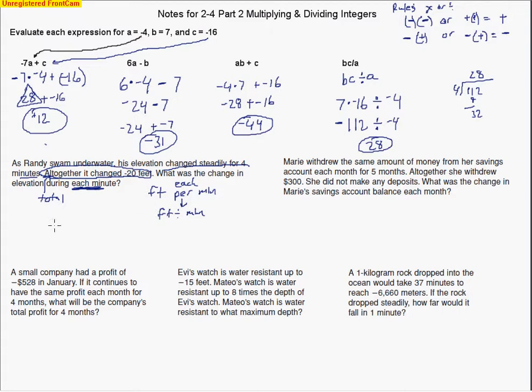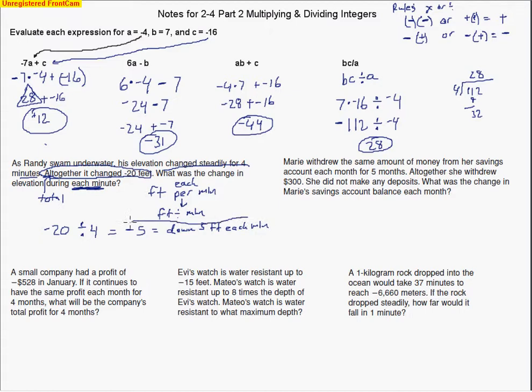So we're going to go ahead and take a look at what our division problem is going to look like. We got 20 feet, and we're going to divide by the number of minutes, and that's going to give us the number of feet per minute. And so we can go ahead and do that division. We end up at -5 because there's one negative there, so he's changing 5 feet, going down 5 feet each minute. So the -5 represents, again, going down 5 feet each minute, or per minute.